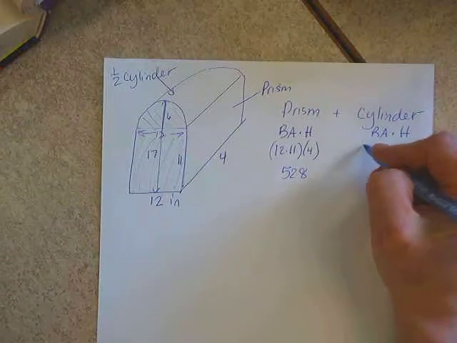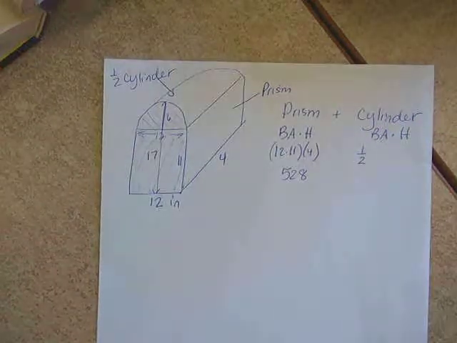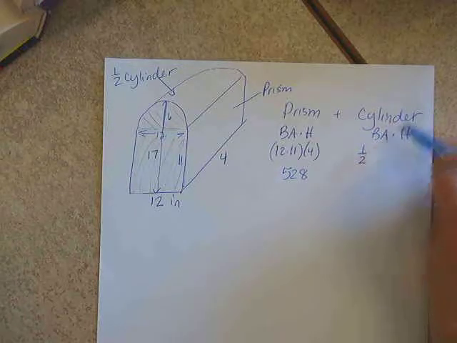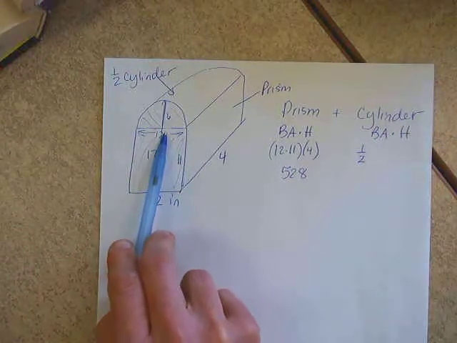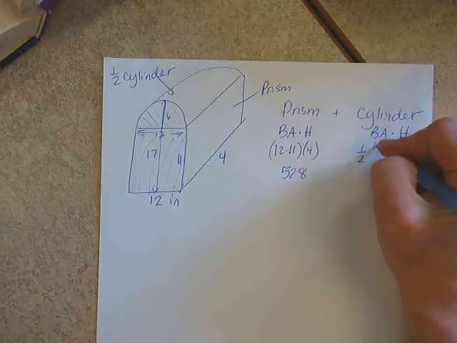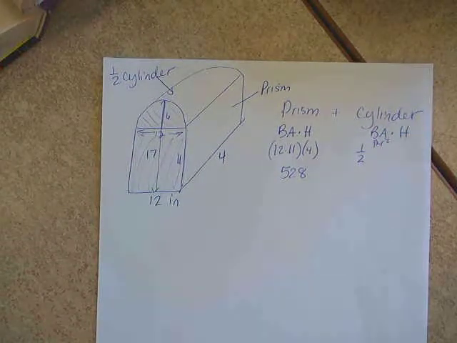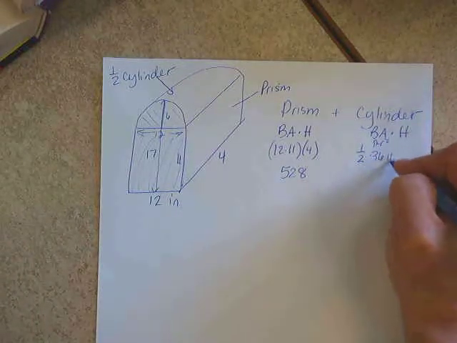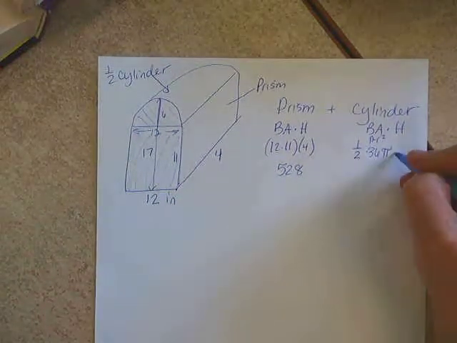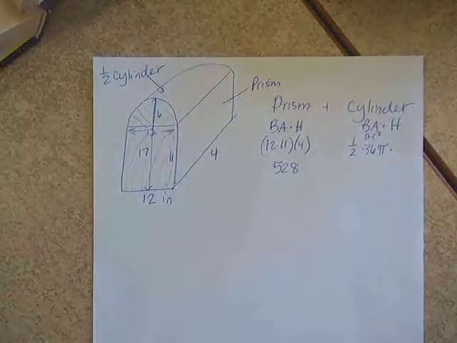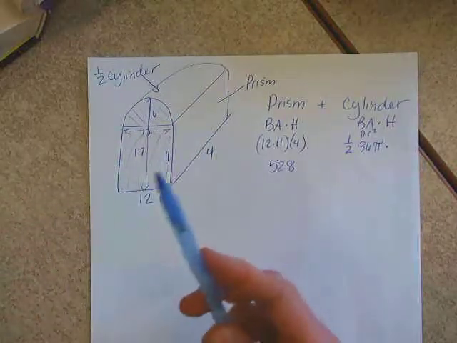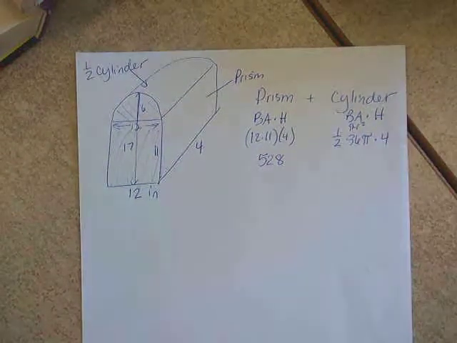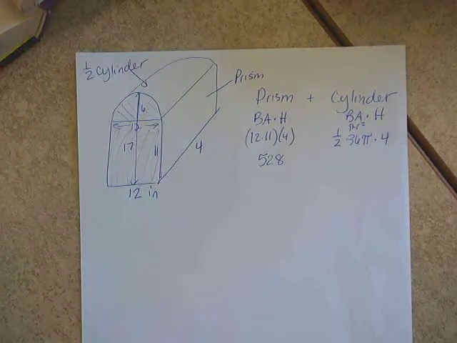Okay, now the cylinder, remember you have half a cylinder. So I would throw that half in right here. Base area is just a circle, right? With a radius of 6. So you're using pi r squared. So 6 squared is 36, so half of 36 pi. Same height, because we're counting both bases as the end. So the height is still 4.